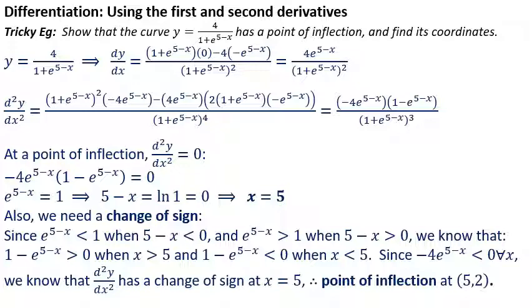We start by noticing that e to the power of 5 minus x changes from being less than 1 to being more than 1 as x goes around the value x equals 5. So we're looking for a change of sign between those points. As x changes from being less than 5 to more than 5, what happens to our second derivative?